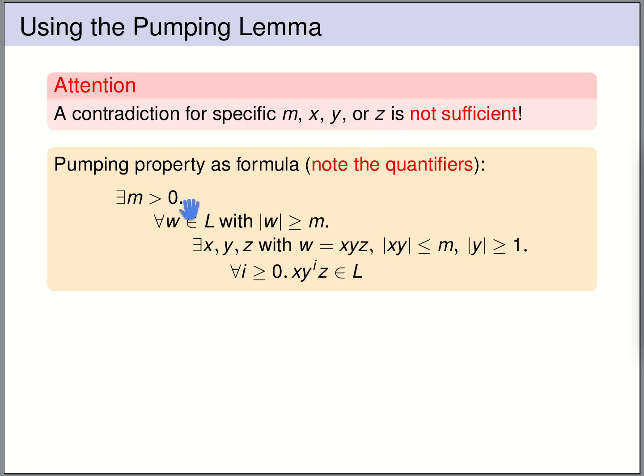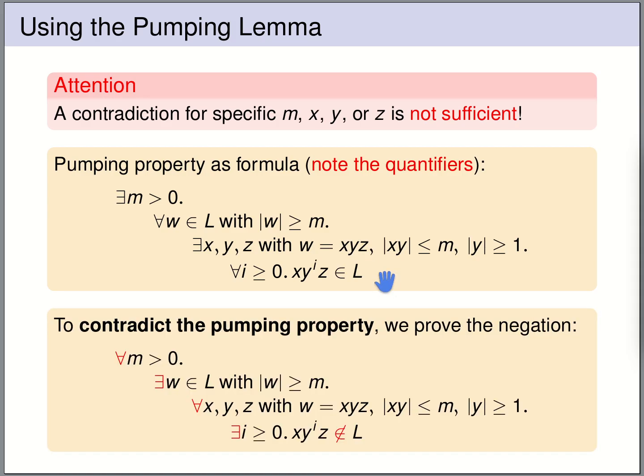So this is the statement of the pumping lemma. There exists some natural number m such that for all words longer than m, or at least as long as m, there exists a decomposition into x, y, z such that x, y have at most length m, y is not empty, and then for all i, if we pump the middle part y, i times, we remain in the language. Now if we want to show that this pumping property does not hold, we have to look at the negation of this formula. So what does this mean? If we negate this formula, then all the quantifiers are turned around.